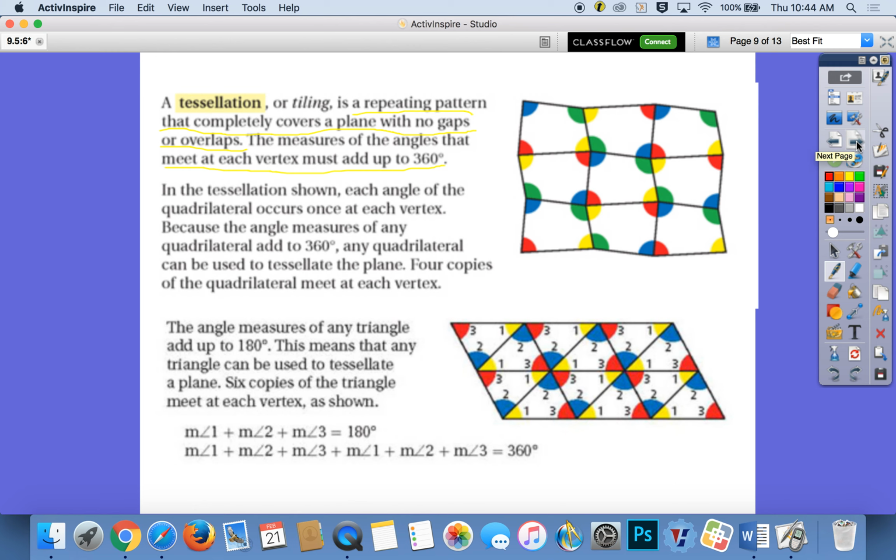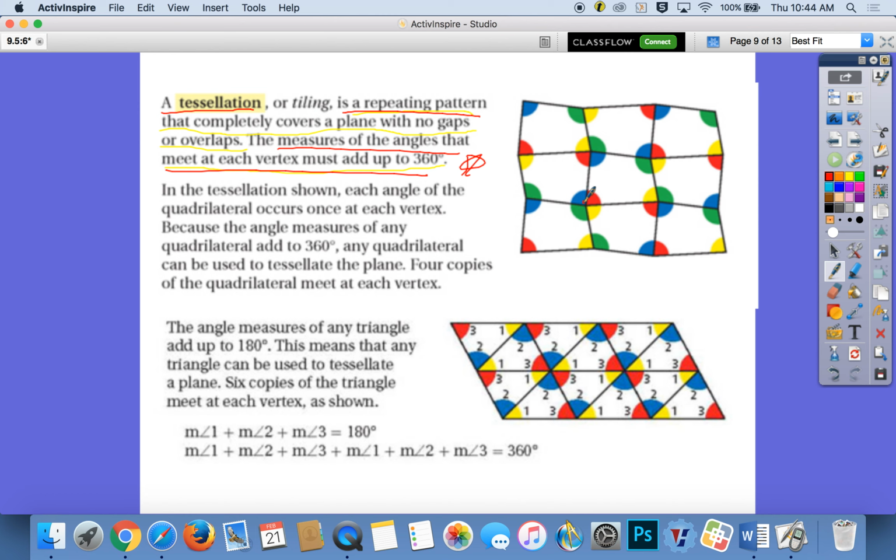A tessellation is one of these. Okay, so your tessellation, or tiling, we'll use tessellation, is a repeating pattern that completely covers a plane. It has no gaps or overlaps. So if you guys look at this right here, this is your repeating pattern. It's going to cover our plane, and there's no gaps or overlaps between the shapes. Now, this is what is important about tessellations, and this is where we're going to hang out. The measures of the angles at each vertex have to equal 360 degrees.